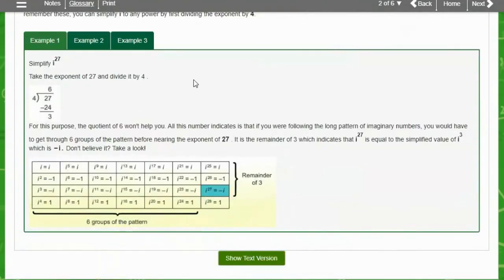So they have another example, i to the 27th. Well, if you divide it by 4, is that the one I did? I did 26. It will go into it 6 times with the remainder of 3. So then it would be the same as i to the third. The remainder of 3 is negative i.